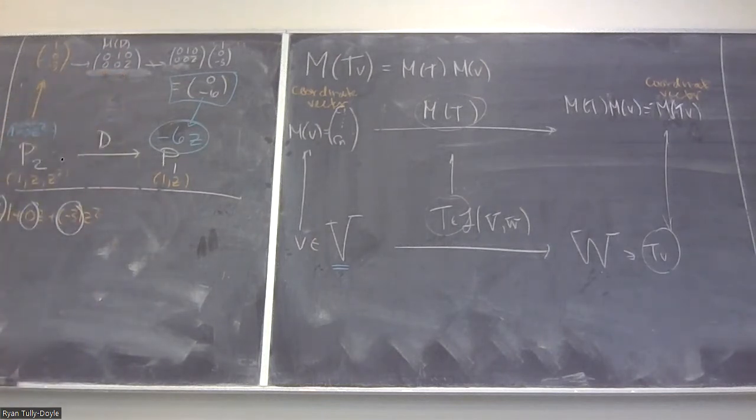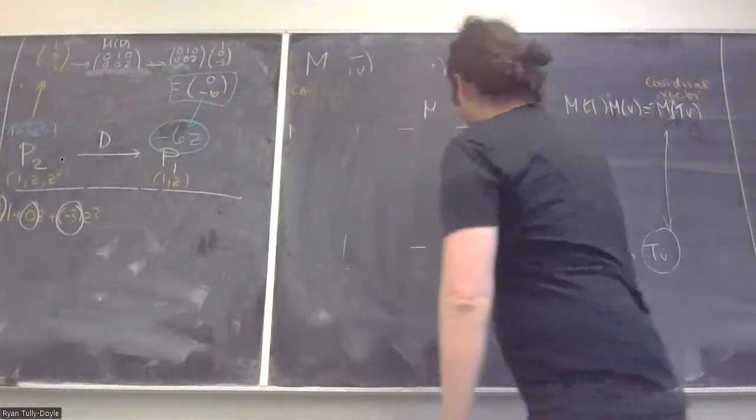Yep. Can you show it again how to get the matrix for D? I will be happy to show you because I'm going to give you a different basis and show how it changes the problem next. So where did the matrix come from?